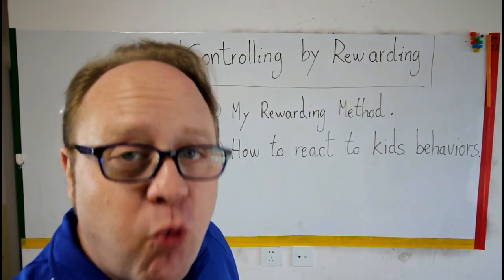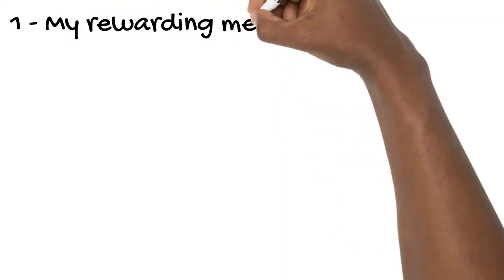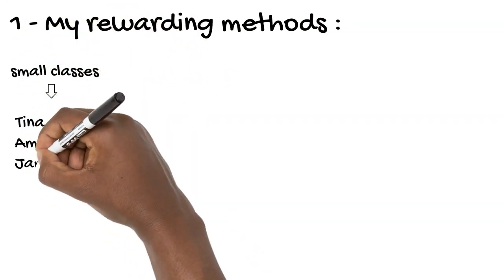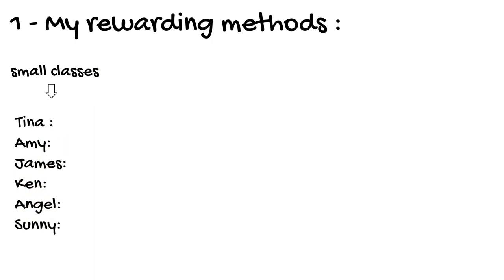One, my rewarding method. For my rewarding methods, I will use two different kind of methods according to the number of kids I have in the class. So for small classes, I will write each kid's name on the board. It's very good for me to check out which kids are doing good and the ones who are not doing good. It's also good for the parents.